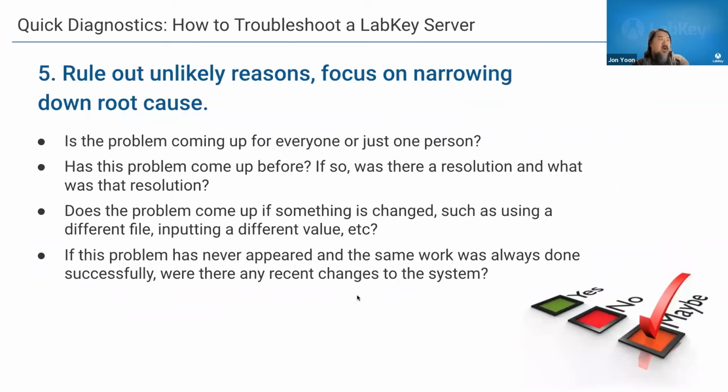So the next thing is we want to rule out unlikely reasons for the issue, and we want to focus in on narrowing down the root cause. This is where you put on your detective hat and you ask a lot of questions that are relevant to the issue. So is the problem that you're having coming up for everybody or just one person? Has the problem come up before? If so, what was the resolution to that problem? If something's changed, what if you change things again?